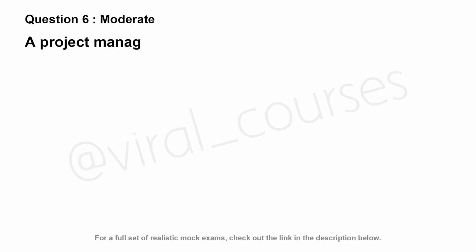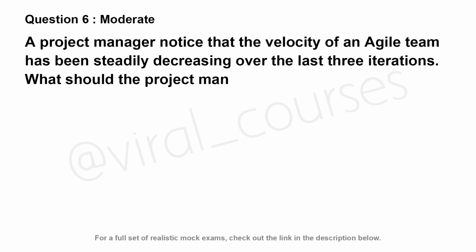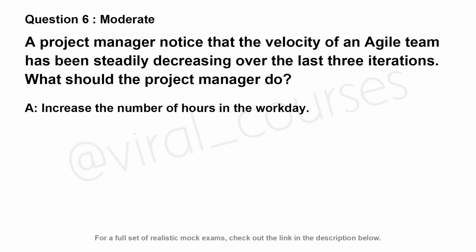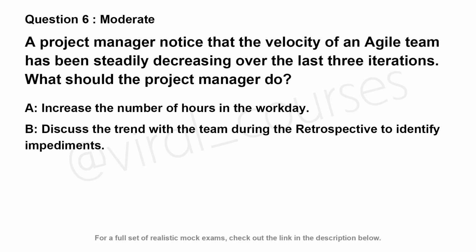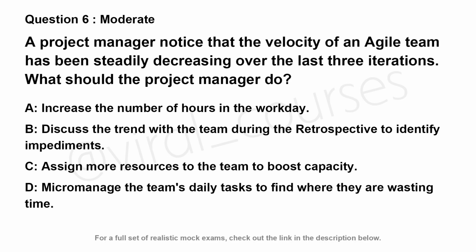A project manager noticed that the velocity of an Agile team has been steadily decreasing over the last 3 iterations. What should the project manager do? Option A. Increase the number of hours in the workday. Option B. Discuss the trend with the team during the retrospective to identify impediments. Option C. Assign more resources to the team to boost capacity. Option D. Micromanage the team's daily tasks to find where they are wasting time.